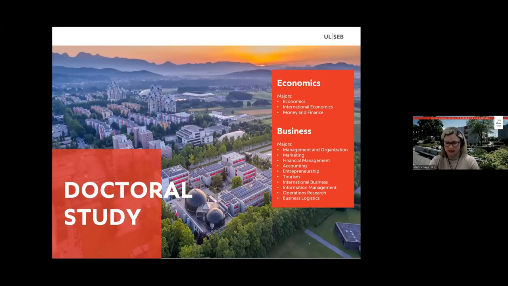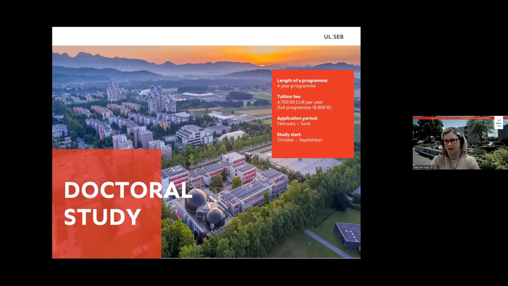Moving to a new level of education, this is doctoral study. Also here we offer economics or business doctoral study. And among both of them, you can also choose majors, which you can see here on the slides. So our doctoral study lasts for 4 years, and the tuition fee is 4,700 euros per year.